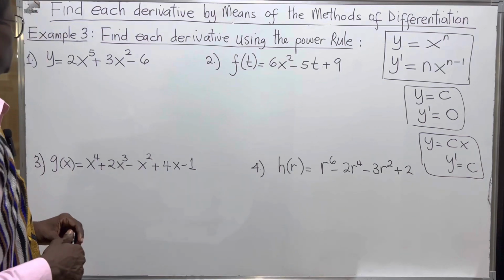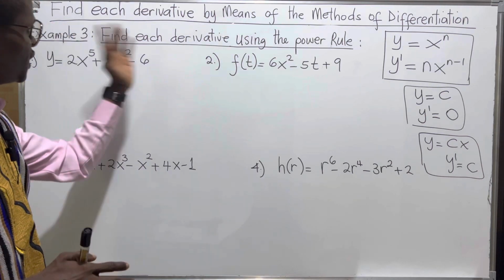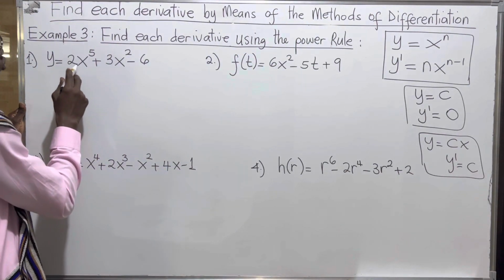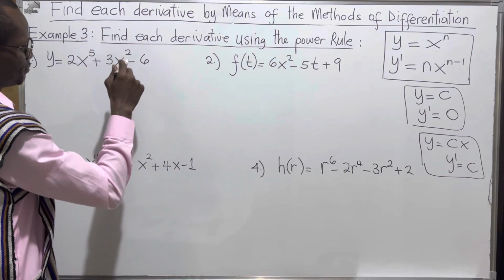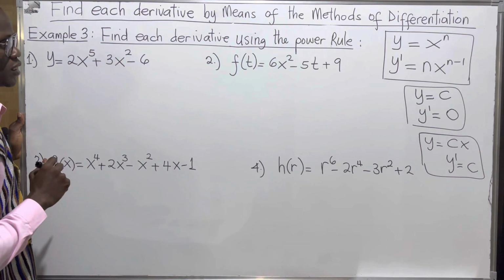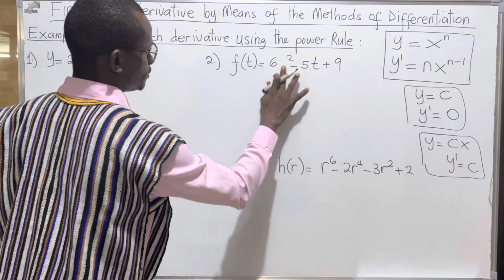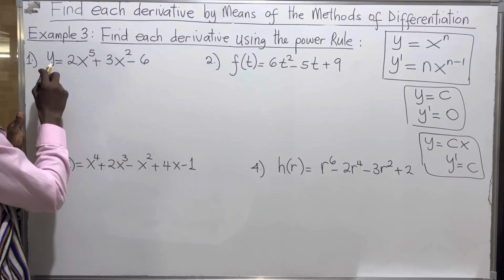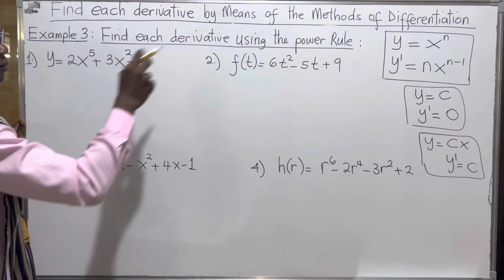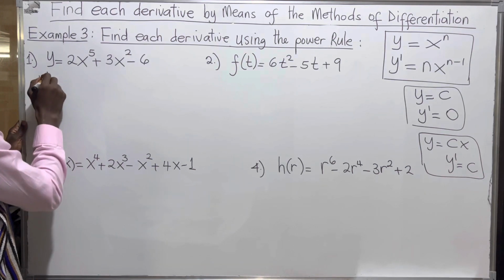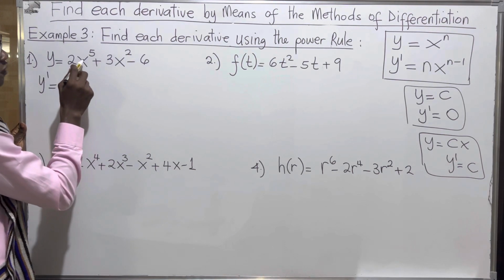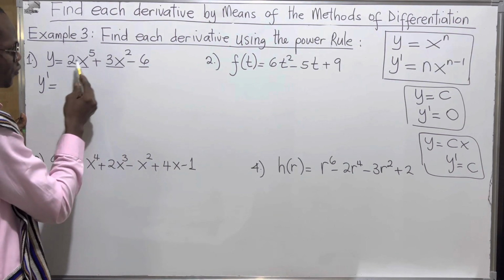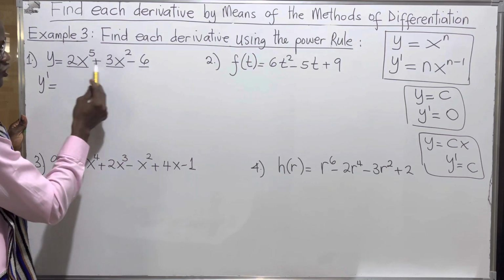Example number 3. They said we must find each derivative using the power rule. So the first problem says y equals 2t to the 5th power plus 3t to the 2nd power minus 6. Sorry, this is t. Okay, so I should write t over there. So how do we go about finding the derivative of this function using the power rule? So we have y prime equals, so for the first term, the second and the third, we must separately find the derivative of each term.